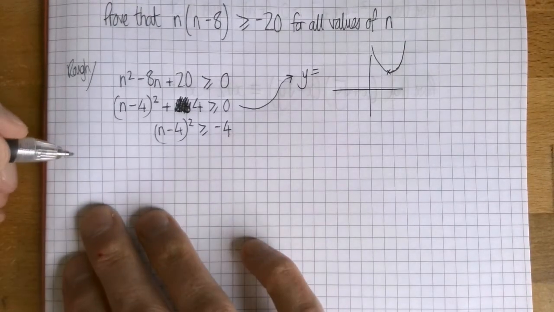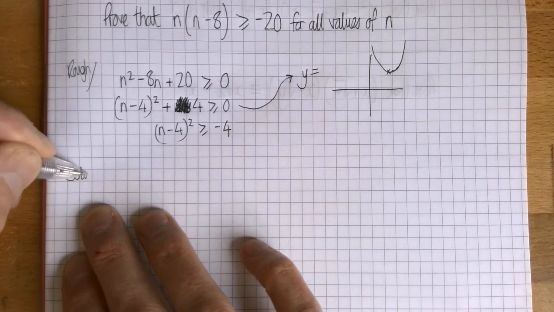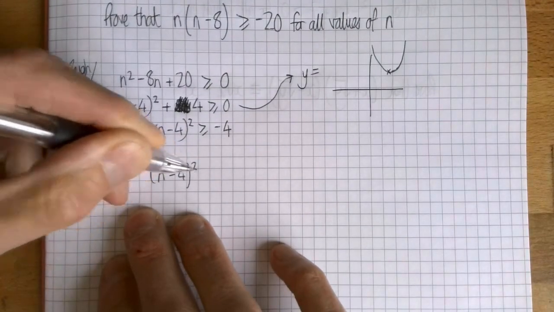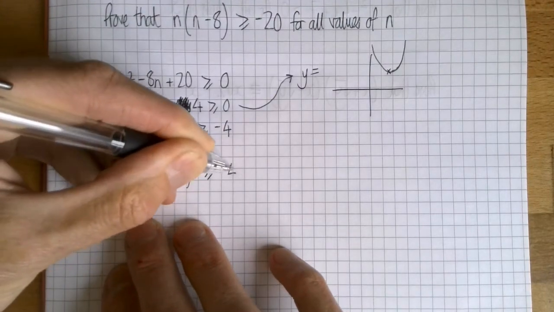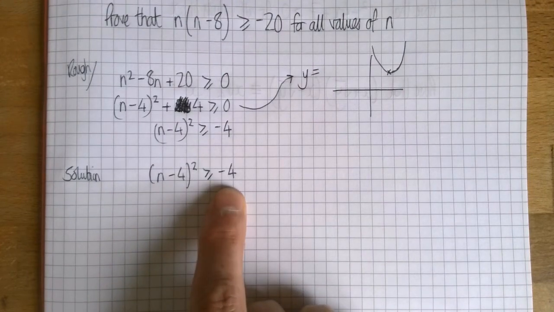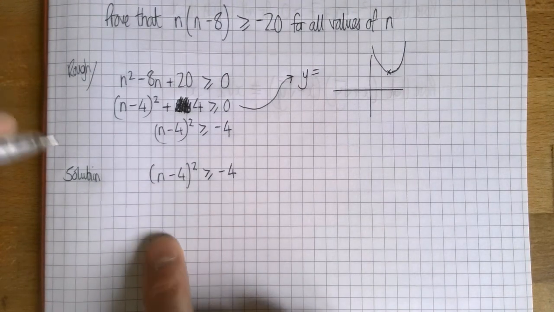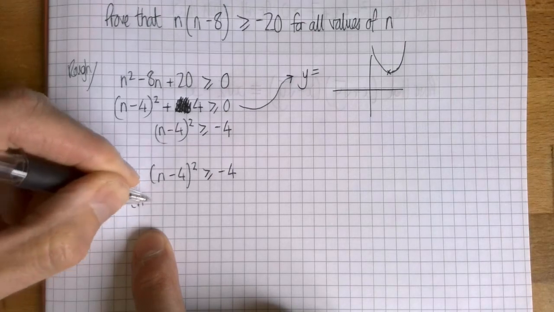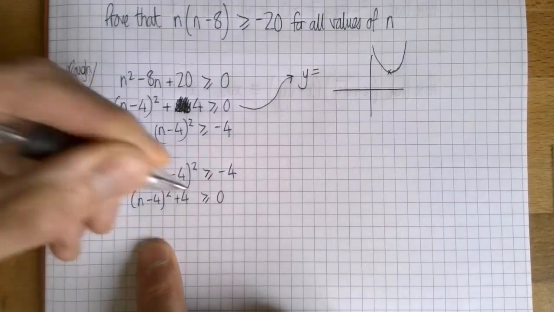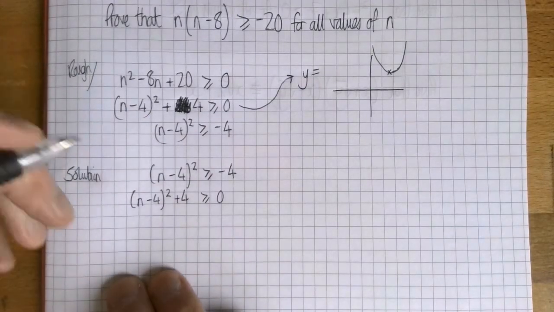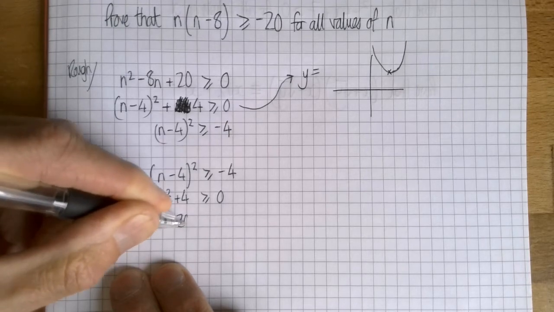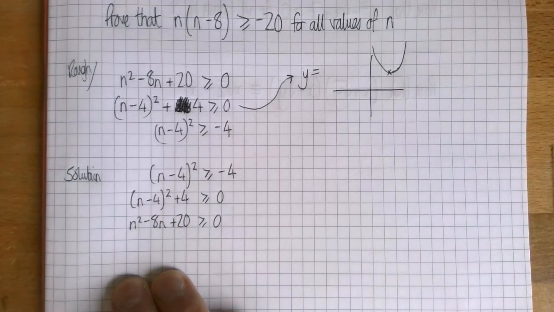So for my solution, I just run that in reverse. So I say, okay, n plus 4 squared is always greater than minus 4. Has to be. This is always going to be 0 or bigger, so it has to be bigger than or equal to minus 4. And then add 4 to both sides. Expand that to show that you get what we were after, as required.